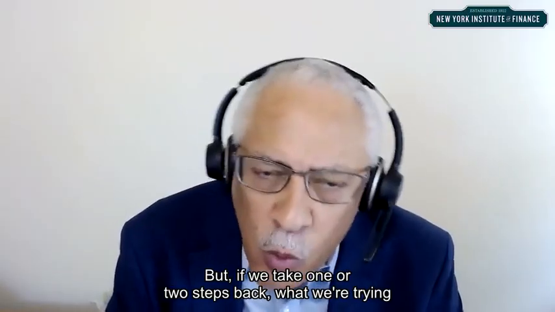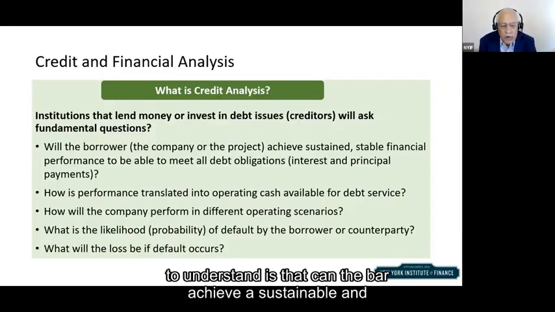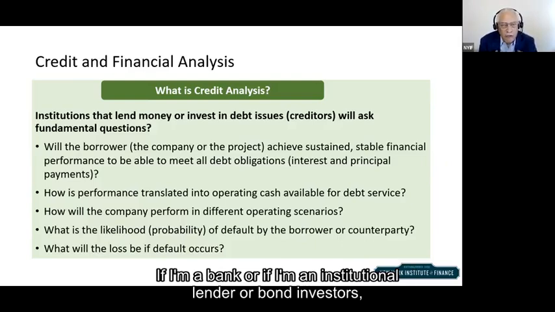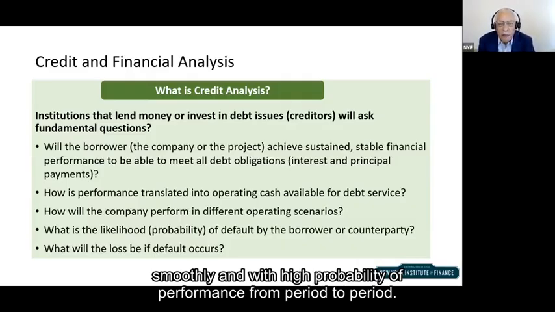But if we take one or two steps back, what we're trying to understand is, can the borrower achieve a sustainable and stable financial performance from period to period to meet all obligations, not just mine, if I'm a bank or an institutional lender or a bond investor, not just mine. I want to make sure that it is solvent. Can it operate on an ongoing basis smoothly and with high probability of performance from period to period?